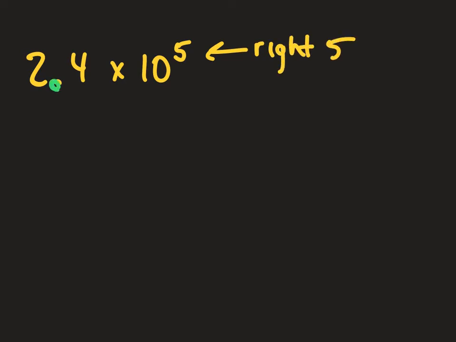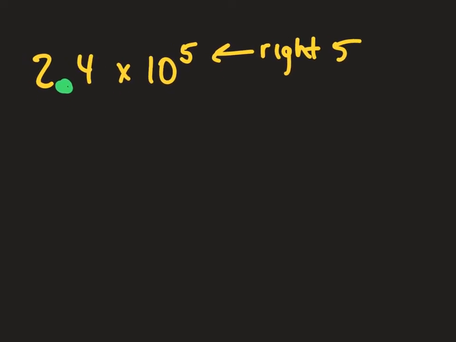If I had 2.4 times 10 to the 5th power, that tells me I'm going right 5 places. The dot is starting right here. So if I make the dot hop 5 places to the right, a lot of times you'll see math people do this little hoopy thing. So that's the hops. The first hop would bring it behind the 4, and it would make it 24. The next hop, we would add a 0 placeholder, 240.